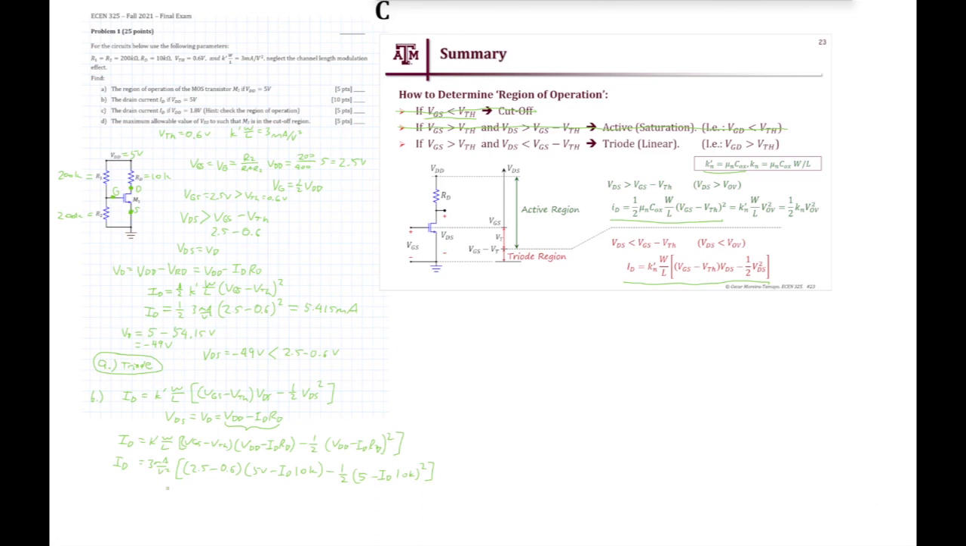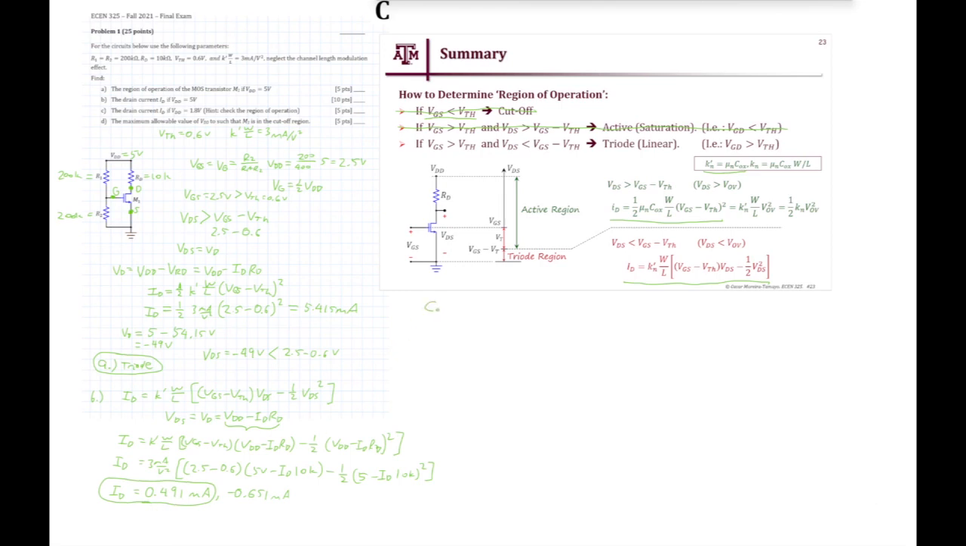In this case, we actually get two solutions. However, one of them is positive and one of them is negative. So our two solutions are 0.491 milliamps and negative 0.651 milliamps. However, it doesn't make sense to have a negative current in this case, as a current needs to flow from the supply voltage to ground. So therefore our answer is 0.491 milliamps for part B.